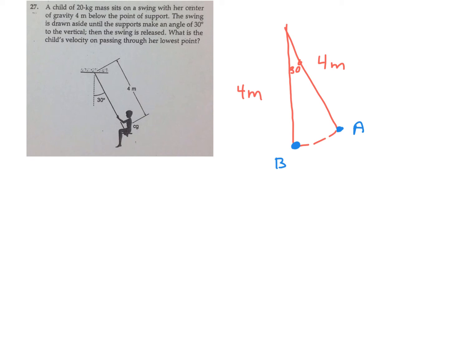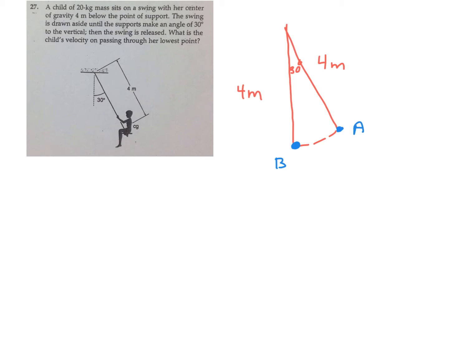Day 41, Honors Physics, Energy, Problem 27. All right, finally we have a more interesting problem. This one's a little more involved. You have this person, a child, swinging from point A to point B, the low point in the arc of the swing.